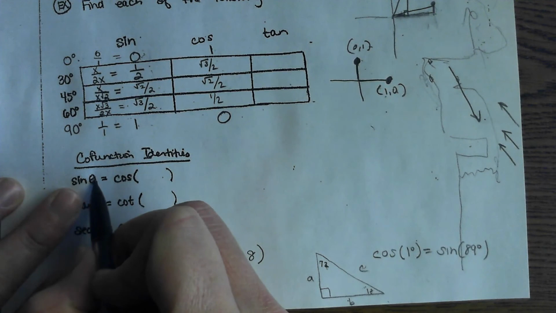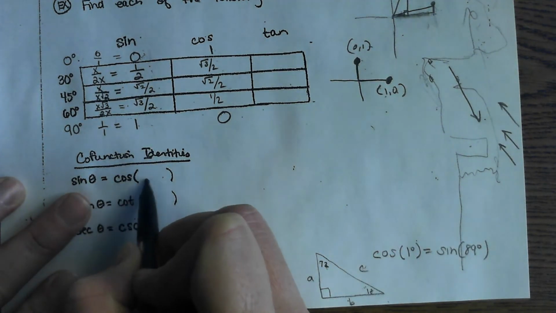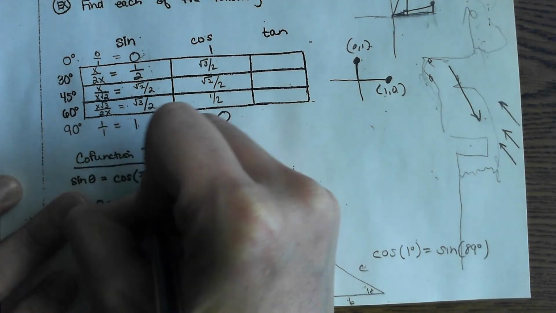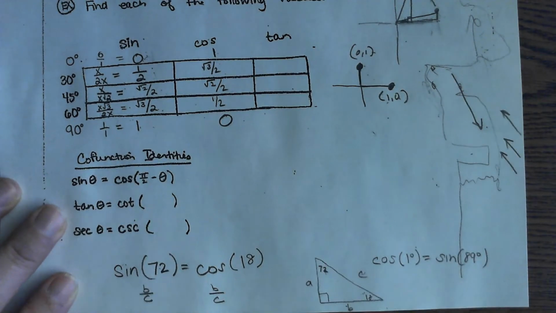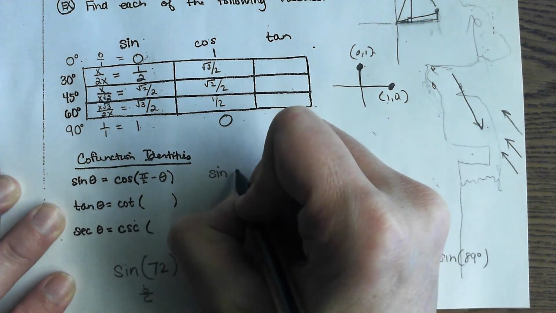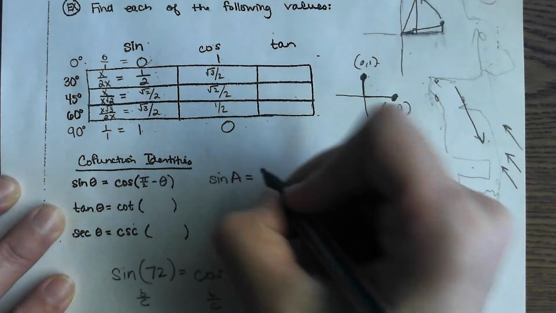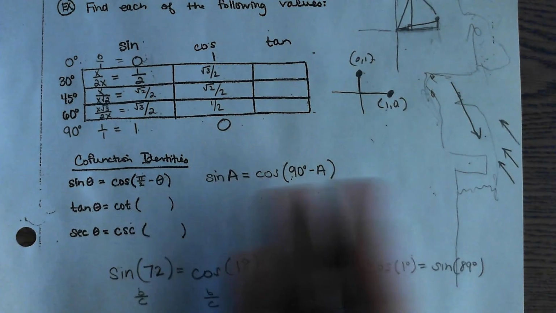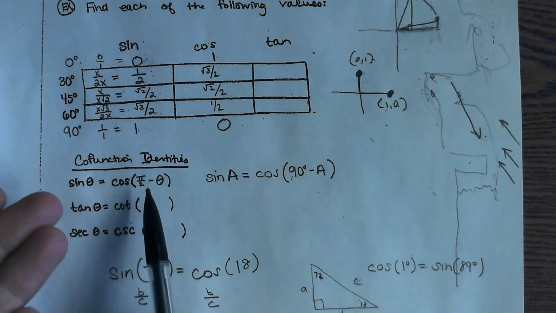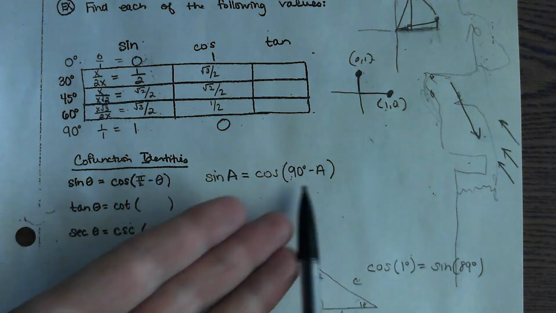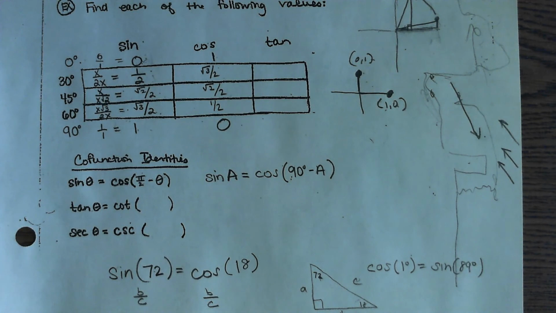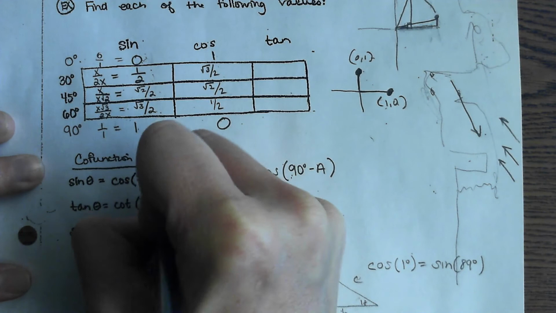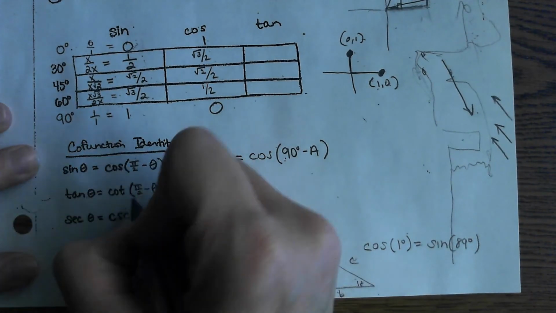So the sine of theta is going to be the cosine of its complement. Now theta is in radians, so its complement is pi over 2 radians minus it. If you did this in degrees, it would be sine of angle A equals the cosine of 90 degrees minus A. That's the same thing written in radians versus written in degrees. The same is true for tangents and cotangents, and the same is true for secants and cosecants.